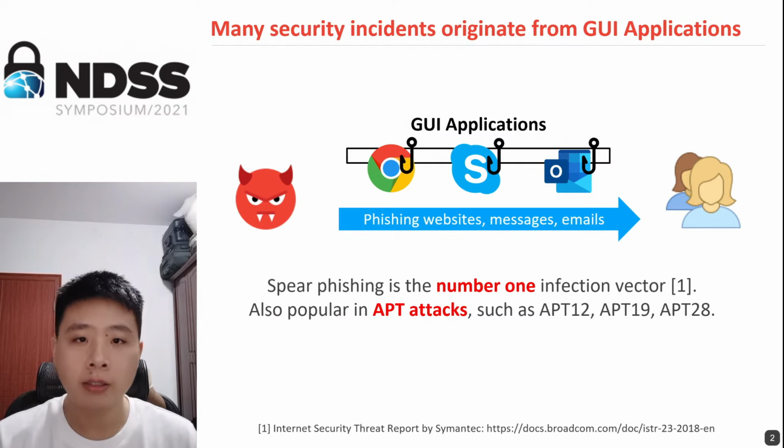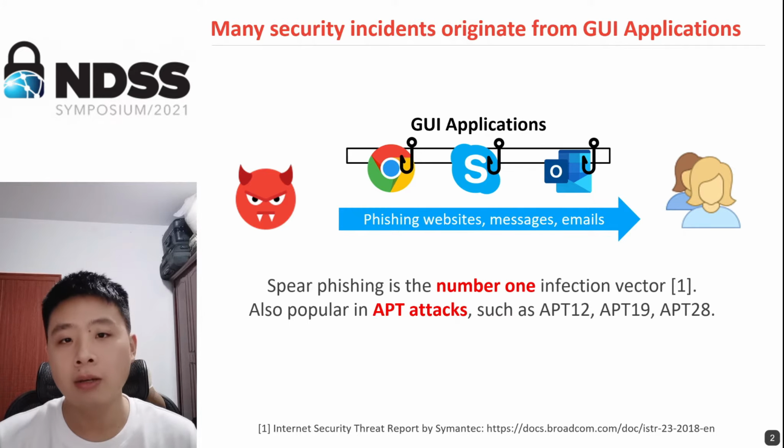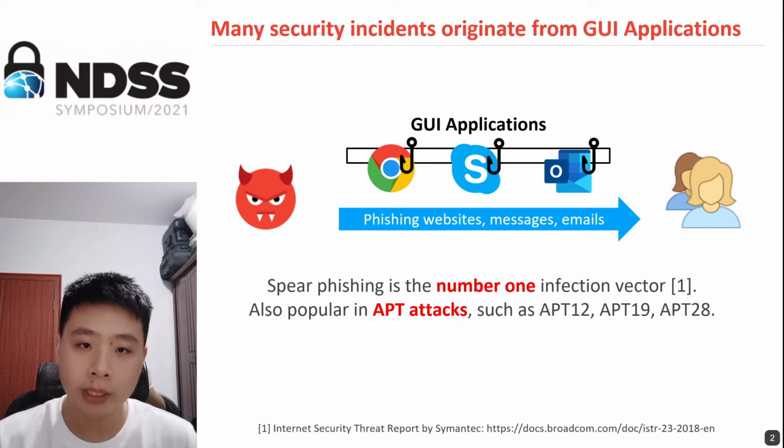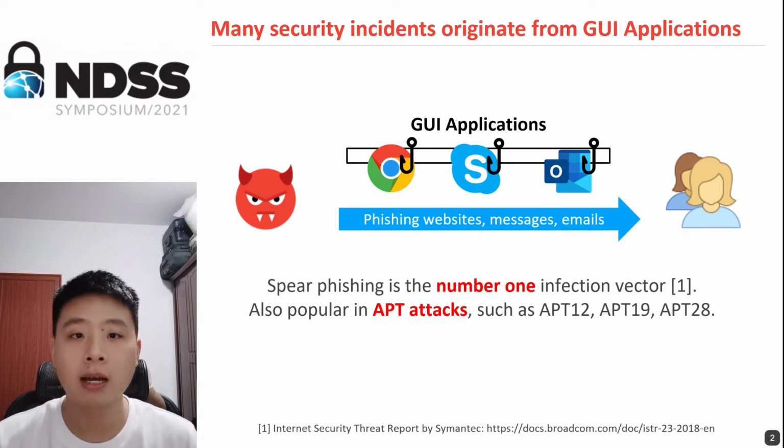Today, many security incidents originate from GUI applications. A typical example is spear phishing, the number one infection vector in the world, which is also popular in APT attacks. Usually, attackers send phishing emails or messages to users through GUI applications and trick them into downloading and executing a malicious binary. Then the computer is compromised.